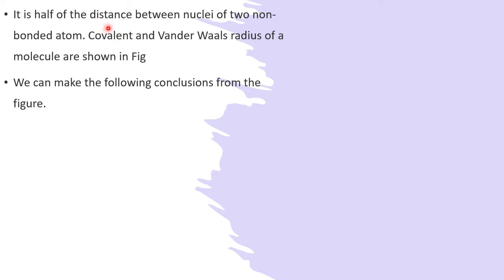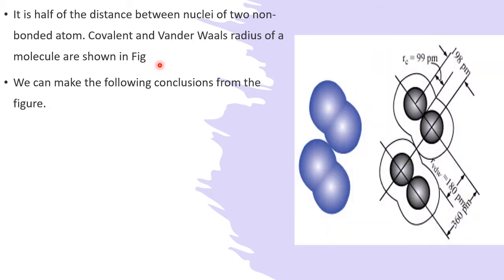It is the distance between the nuclei of two non-bonded atoms. There is no reaction here, okay. Covalent and van der Waals radius of a molecule are shown in the figure. So we will take some conclusion from the figure now, okay. Now clearly you will understand, okay.